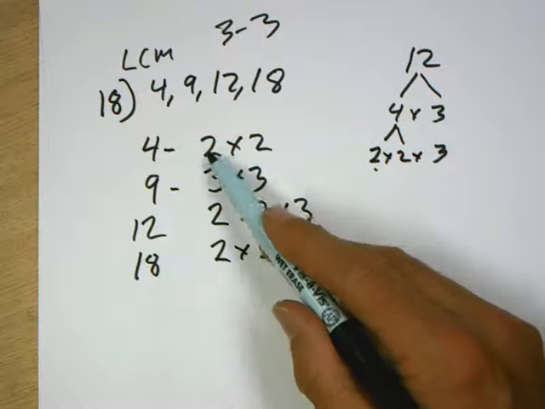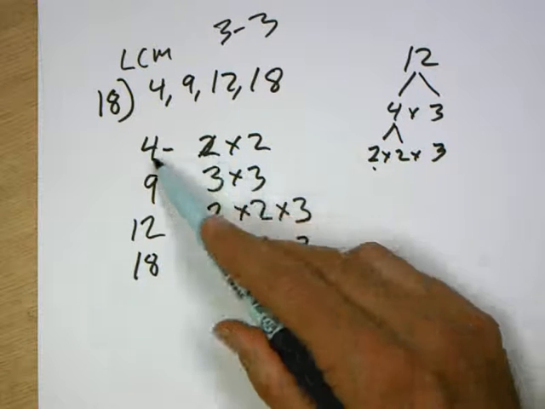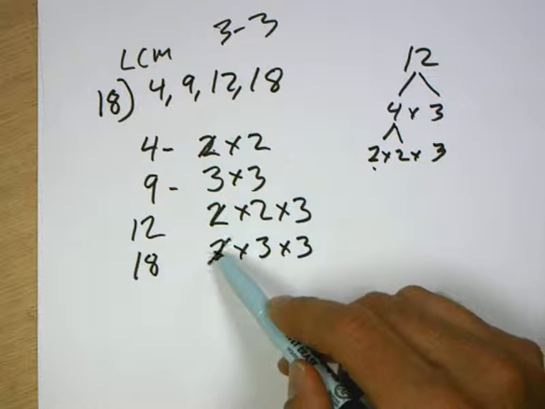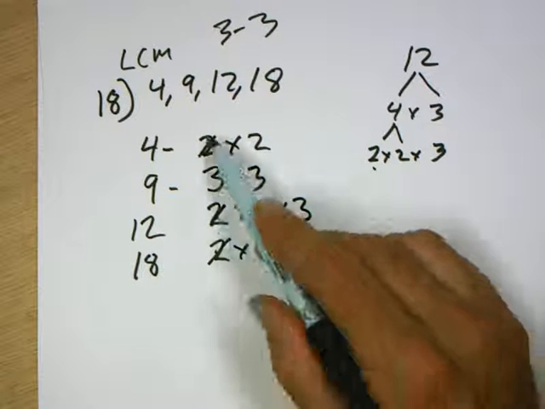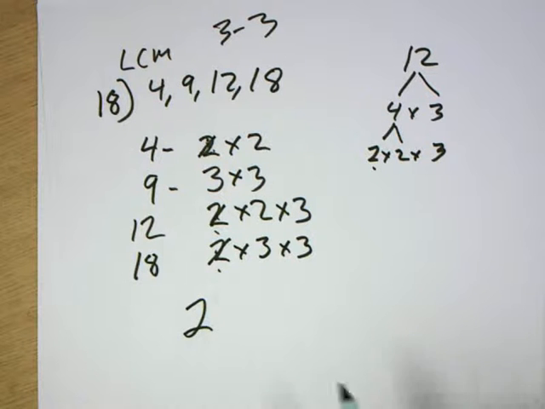So here's a 2. I can look. This 2 has a 2. 4 has a factor of 2. 12 has a factor of 2. 18 has a factor of 2. That's a team of 3, and they all get written as 1, 2. Notice that 9 didn't have a factor of 2, and that's okay.